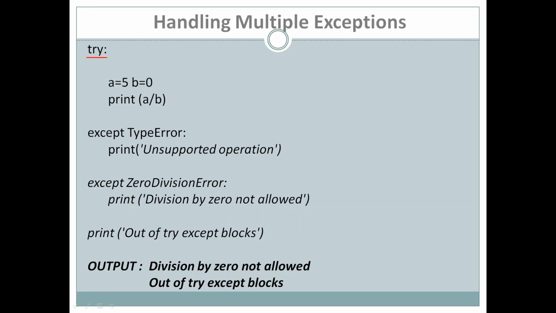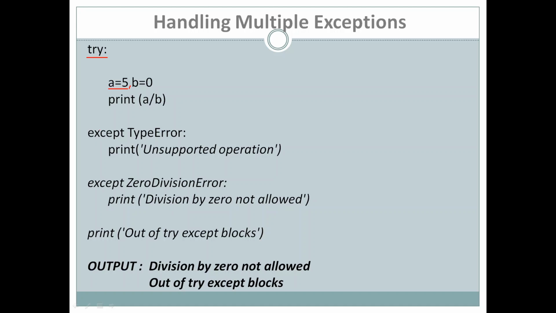You can see we have try. Inside the try, we have a statement a equals 5, b equals 0. Then print a divided by b. So there are two statements. You can see we have initialized a and b with some value, and we have a print statement which is printing the division of a by b.